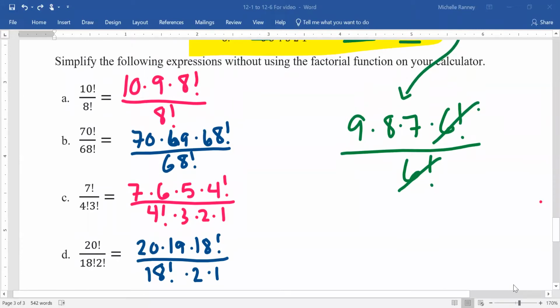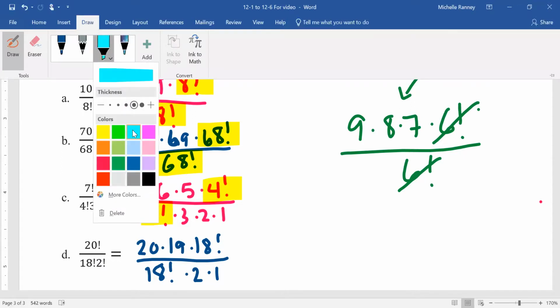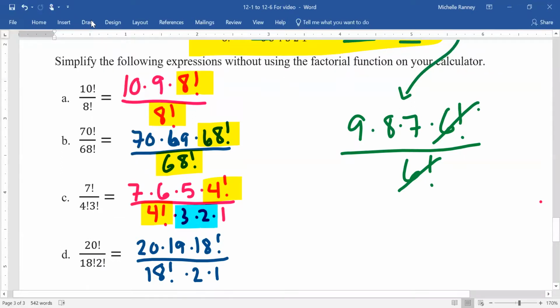So if we're checking our answers to these, you can see that I wrote out 10 times 9 times 8 factorial over 8 factorial here on the top one. So this 8 factorial and this 8 factorial are going to cancel out. On the next one, 70 times 69 times 68 factorial over 68 factorial, the 68 factorials are going to cancel out. On C, the 4 factorial is going to cancel out with the 4 factorial. And then I do have this 3, 2, 1, which is a 6, so it can cancel out with this 6.